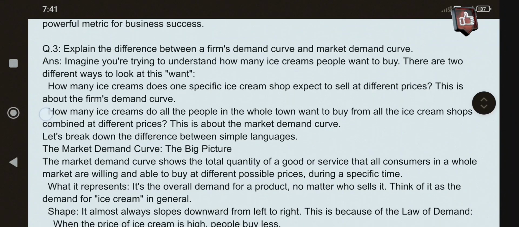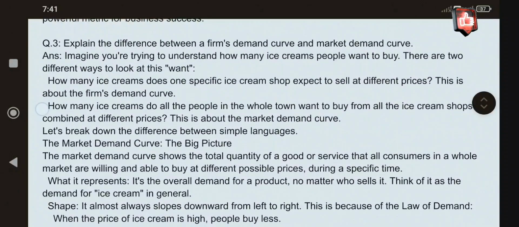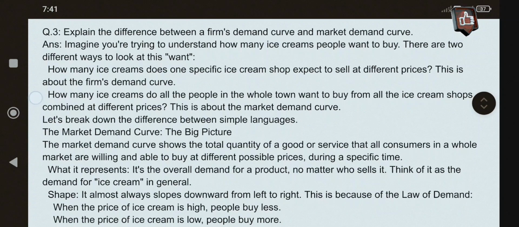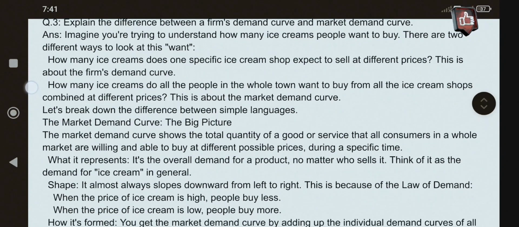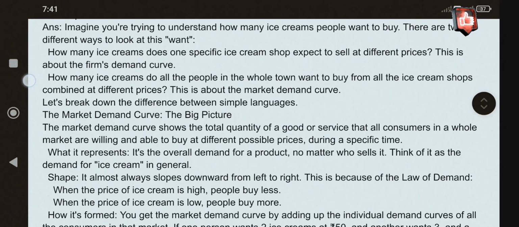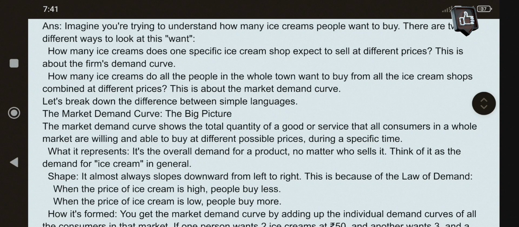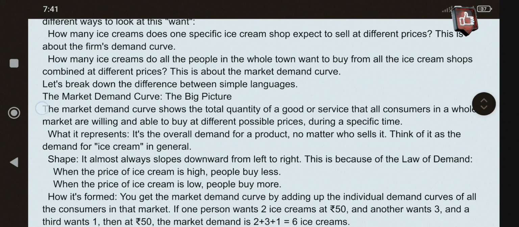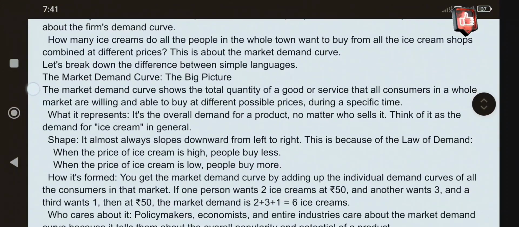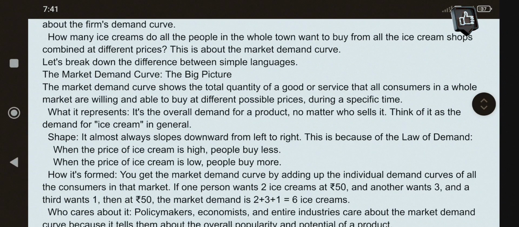Q3. Explain the difference between a firm's demand curve and market demand curve. ANS. Imagine you're trying to understand how many ice creams people want to buy. There are two different ways to look at this. How many ice creams does one specific ice cream shop expect to sell at different prices? This is about the firm's demand curve. How many ice creams do all the people in the whole town want to buy from all the ice cream shops combined at different prices? This is about the market demand curve.